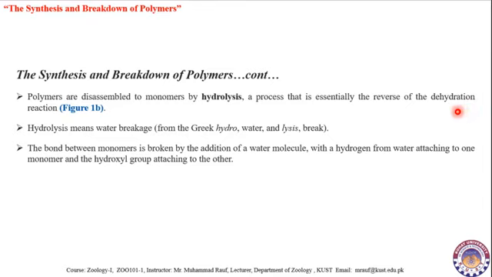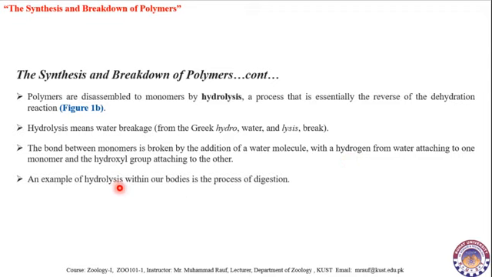In dehydration, one of the monomers contributes hydrogen, the other monomer contributes hydroxyl, and a water molecule is eliminated. In hydrolysis, the exact opposite reaction happens, where a water molecule is dissociated into hydrogen and hydroxyl, and hydrogen is donated to one monomer and the hydroxyl is donated to the other, and the bond is broken down.